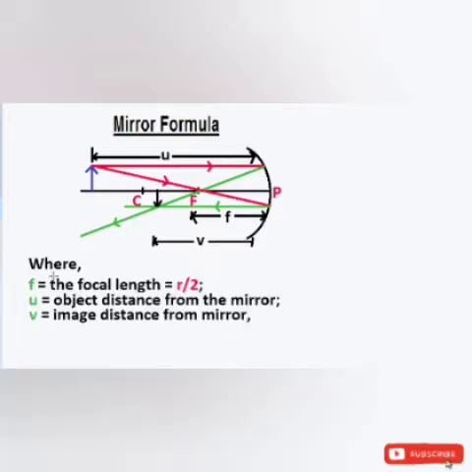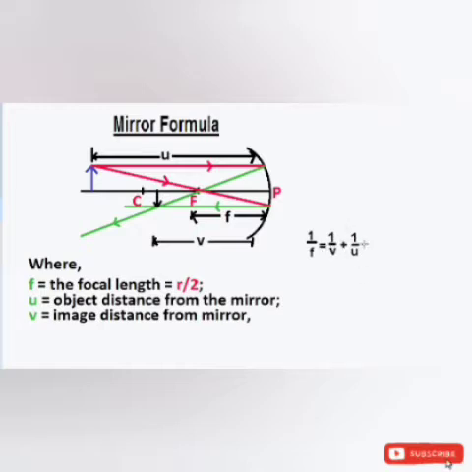F is the focal length of the mirror, and it is equal to the radius of curvature divided by 2. U is the object distance from the mirror, while V is the image distance from the mirror. Now here is the mirror formula. The mirror formula is given as 1 divided by F is equal to 1 divided by V plus 1 divided by U.